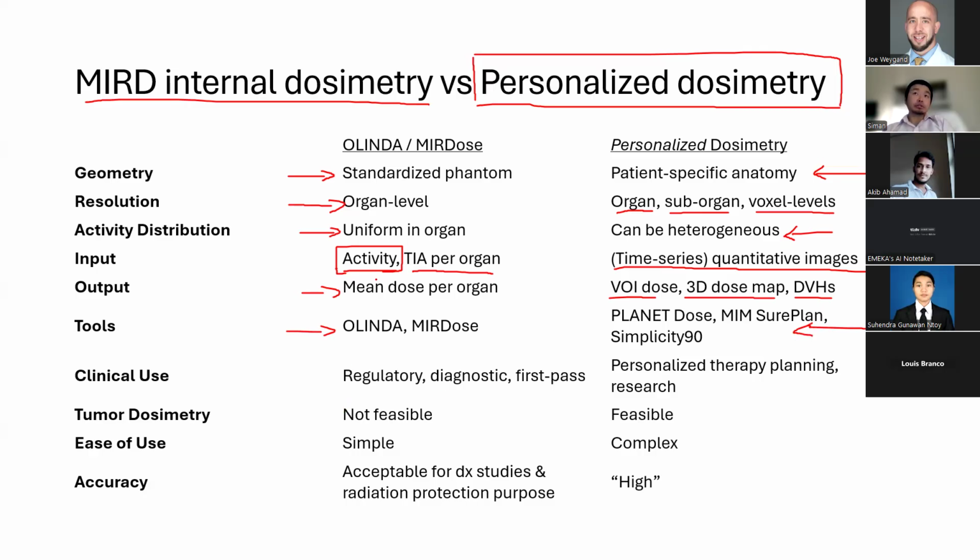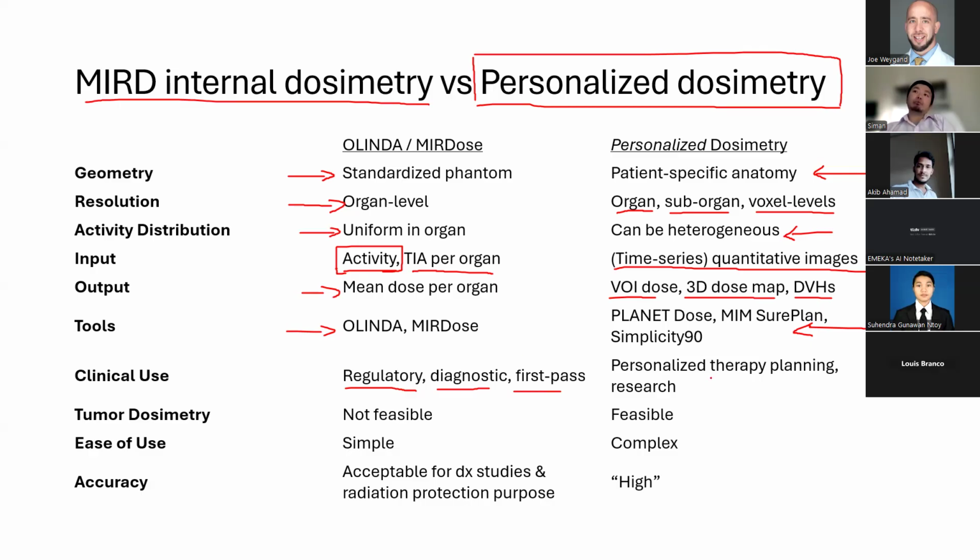So clinical use, internal dosimetry, it's okay for regulation and for diagnostic. And for first pass, it's acceptable. Normally in diagnostic, the dose is very low. Let's say, for discussion's sake, the threshold for tissue complications is 2 gray, right? Most of the time what you're calculating is not even half a gray. So in this case, if you're off by a factor of 2, it still doesn't matter.